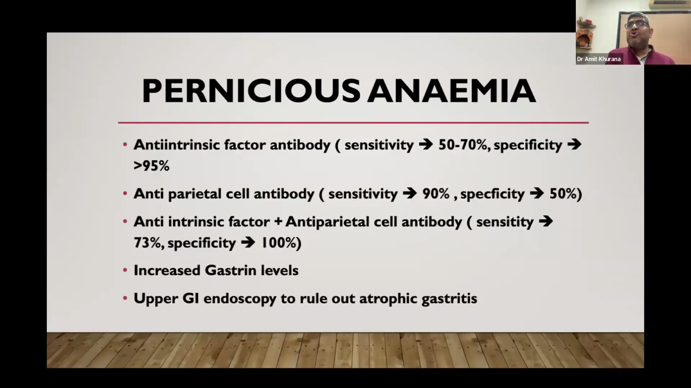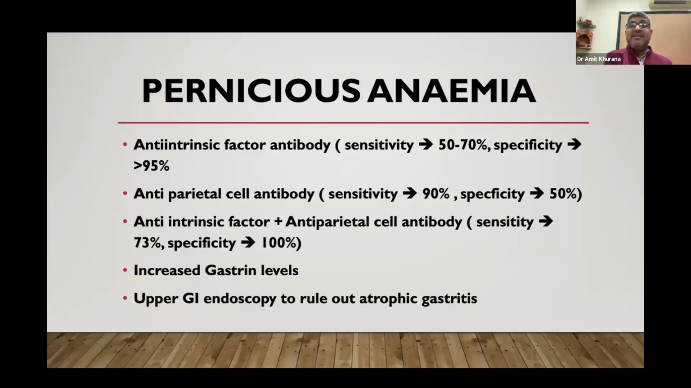Last but not the least, we will also discuss this very important entity. We must not forget pernicious anemia. Why does it occur? It occurs because of anti-intrinsic factor antibody, or anti-parietal cell antibody. Anti-intrinsic factor antibody has a sensitivity of 50 to 70% and specificity of 95% to diagnose pernicious anemia. Anti-parietal cell antibody has a sensitivity of 90% and specificity of 50%. But if you combine both tests, the sensitivity increases to 73% and specificity increases to 100%.